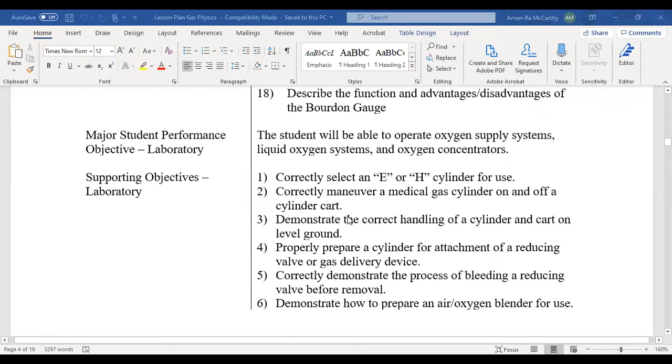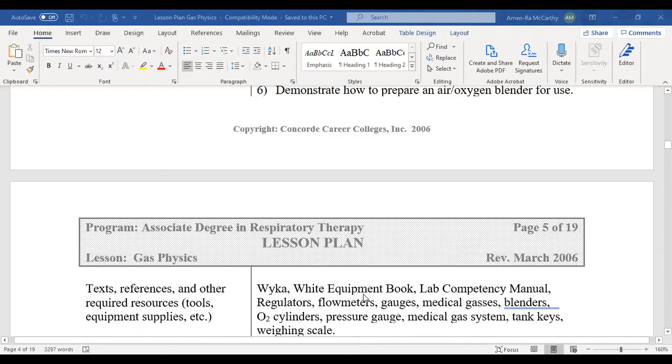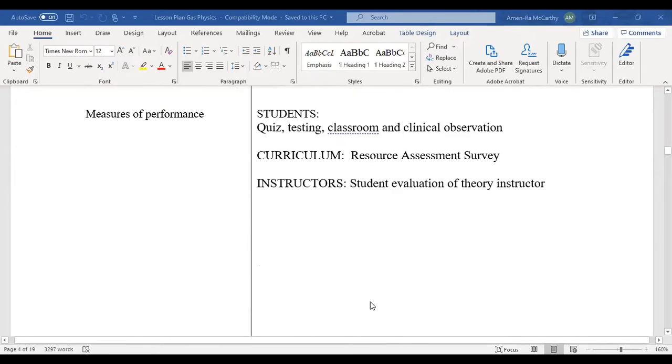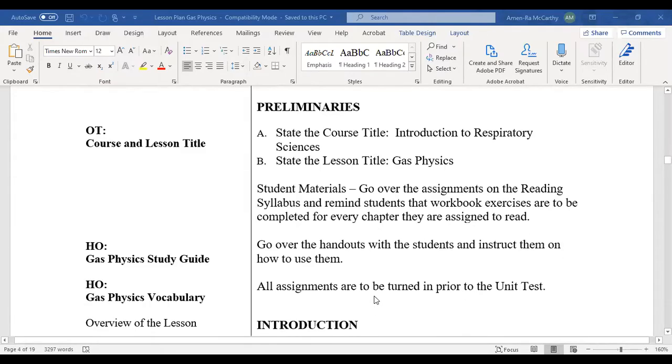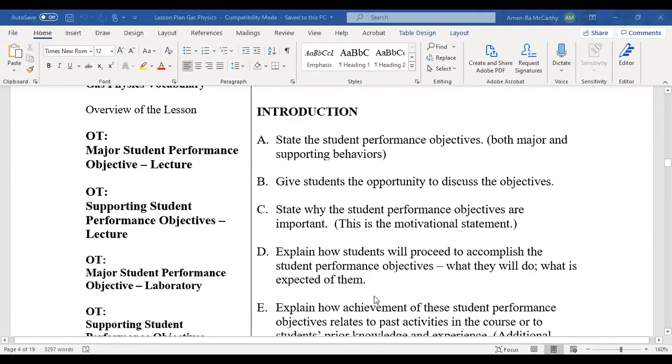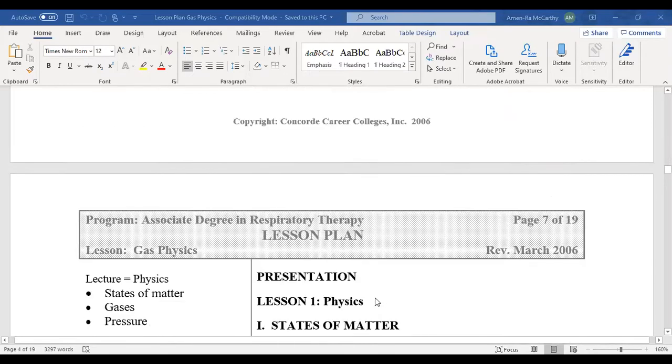And then in the lab, you have to make sure you're able to correctly select the right E or H cylinder, correctly maneuver the cylinder around the cart and all that, attach it to start it, and detach it to get rid of it. We'll learn that as we go. All right, so you see, it's a nice little amount, but you can do it.